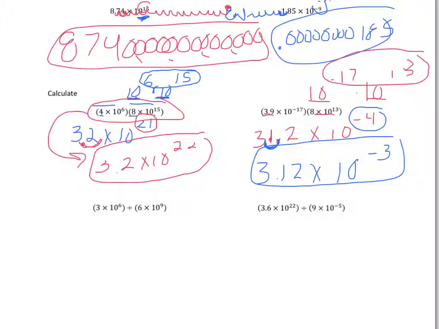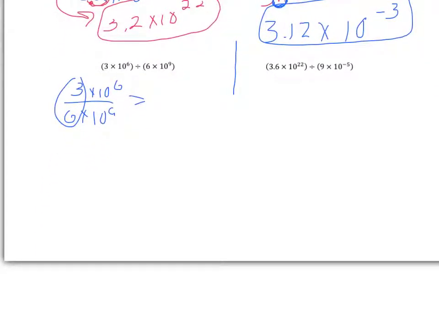Now, when we're dividing, same thing we do as we did before. Like when we're up here, we're multiplying the numbers and then considering the powers of 10. Same thing here. Really, we could think of this as 3 times 10 to the 6th over 6 times 10 to the 9th. So here, if we have 3 divided by 6, well, 3 divided by 6, that is going to give us 1/2, or 0.5.